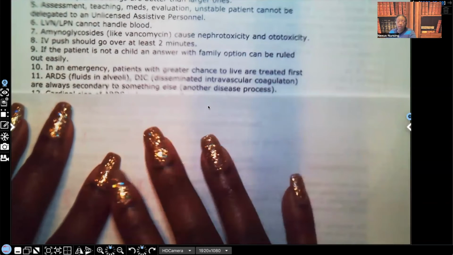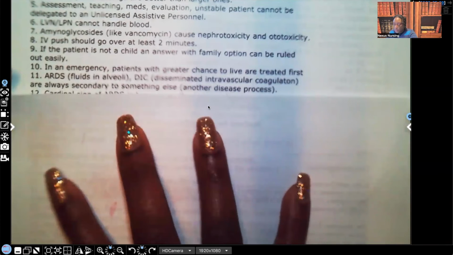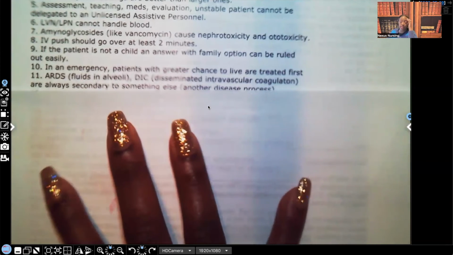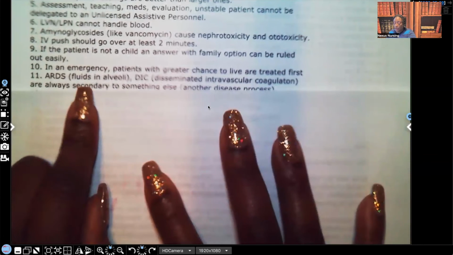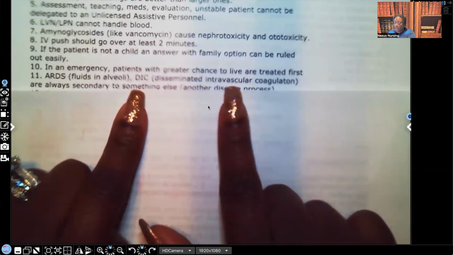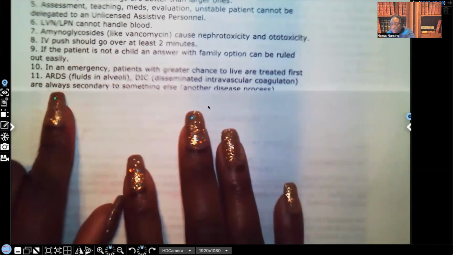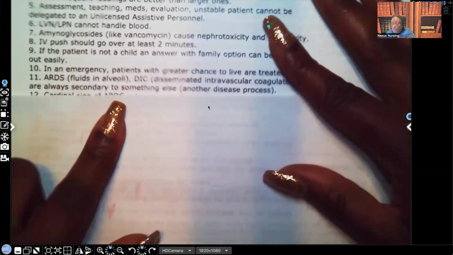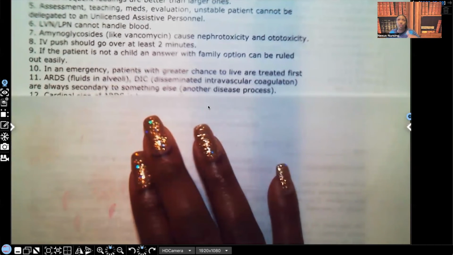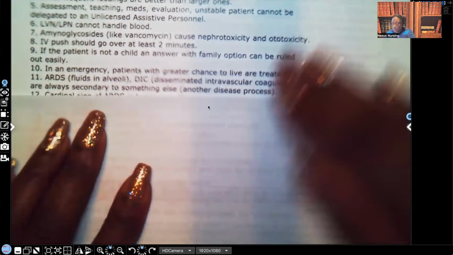Number 11, ARDS. ARDS is acute respiratory distress syndrome, with fluids in the alveoli, and DIC, that's disseminated intravascular coagulation. That's when that patient will clot, then they bleed. It's a horrible cycle. So anyway, ARDS and DIC are always secondary to something else. So when that patient has ARDS or DIC, you really want to figure out what the underlying cause is and fix that so that we can effectively treat that ARDS and DIC.